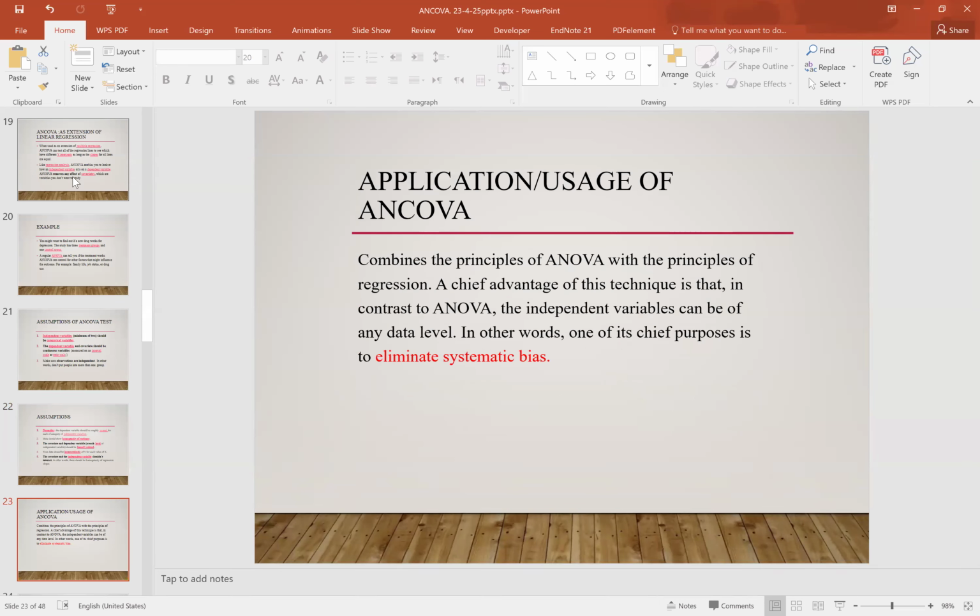Application usage of ANCOVA. Combine the principle of ANOVA with the principle of regression. A chief advantage of this technique is that, in contrast to ANOVA, the independent variable can be any data level. In other words, one of the chief purposes is to eliminate systematic bias.